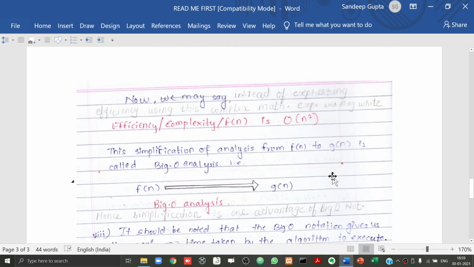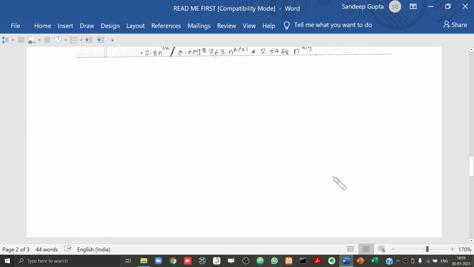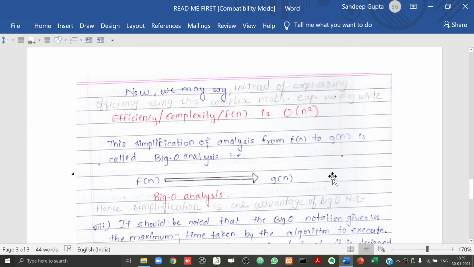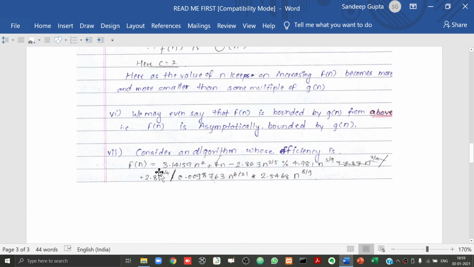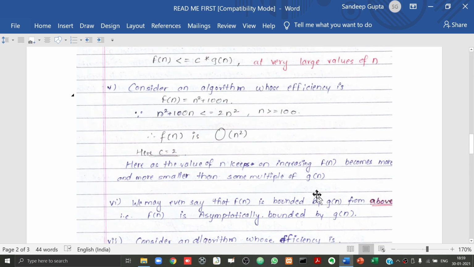One more thing which you can do is, before you start with point number 7, you can write over here in the margin that point number 7 and point number 8 are the two advantages of the big O notation.